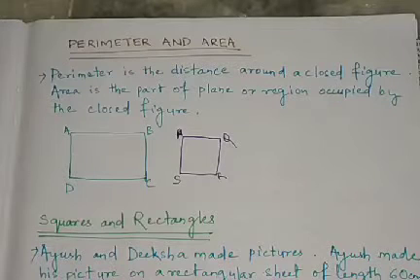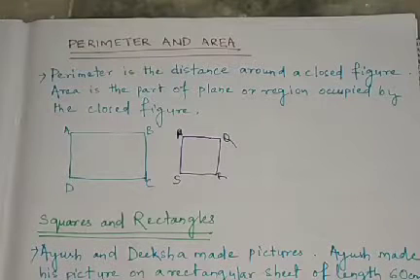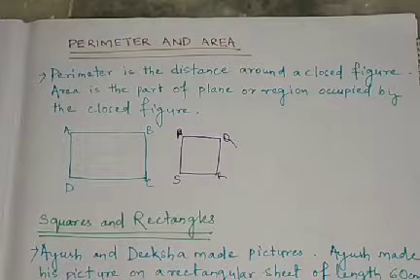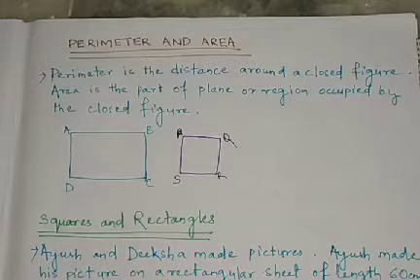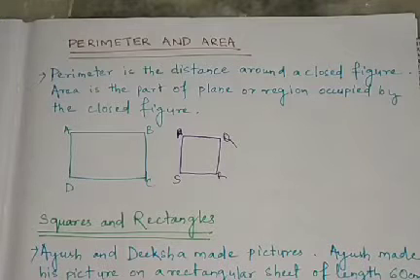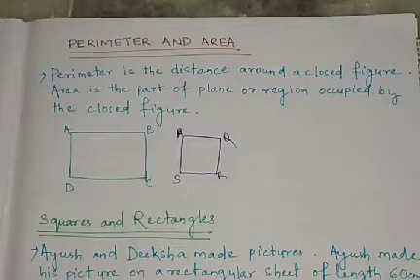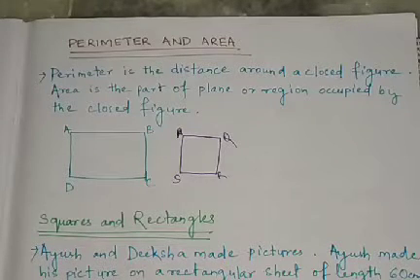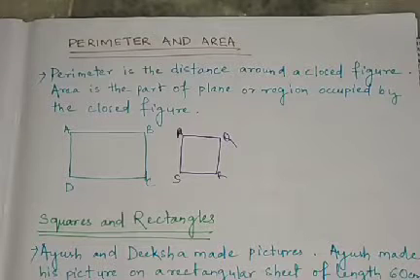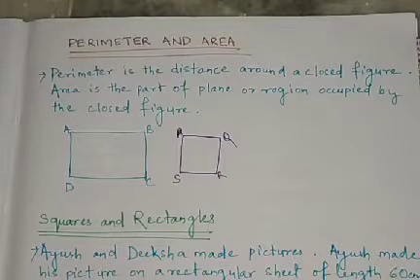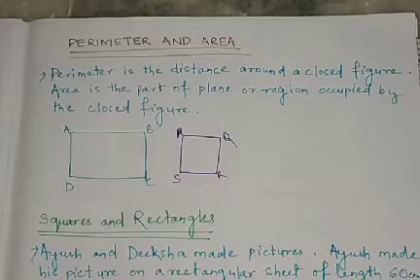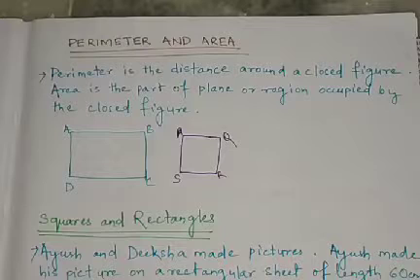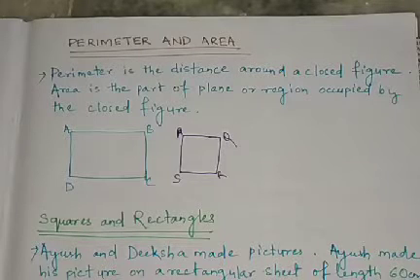Let's start. Today we are starting a new chapter in math, that is perimeter and area. In last year's class, in 6th class, you have studied about perimeter and area: what is perimeter, what is area, and how to find perimeter and area. In 7th class, first we will revise, and we will learn different methods of finding perimeter and area of different shapes.